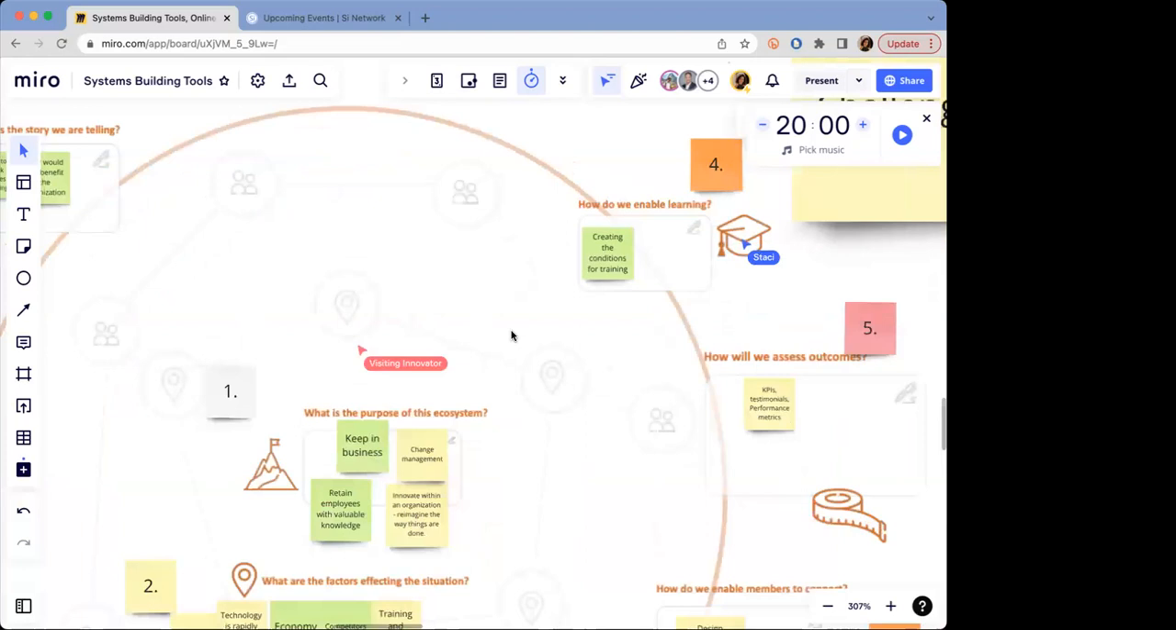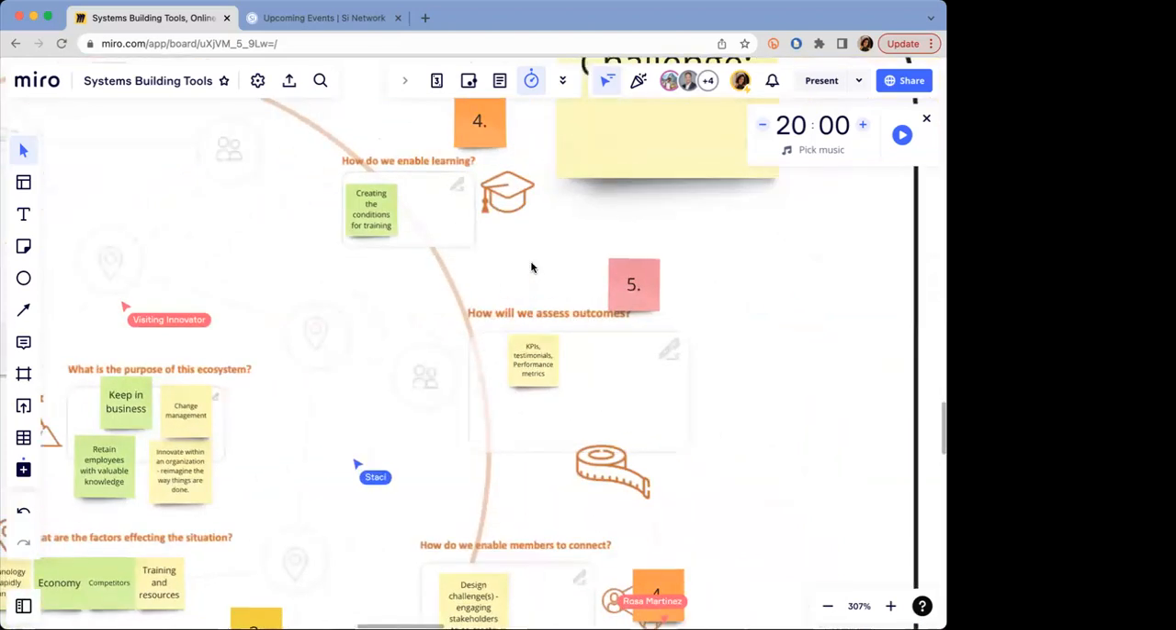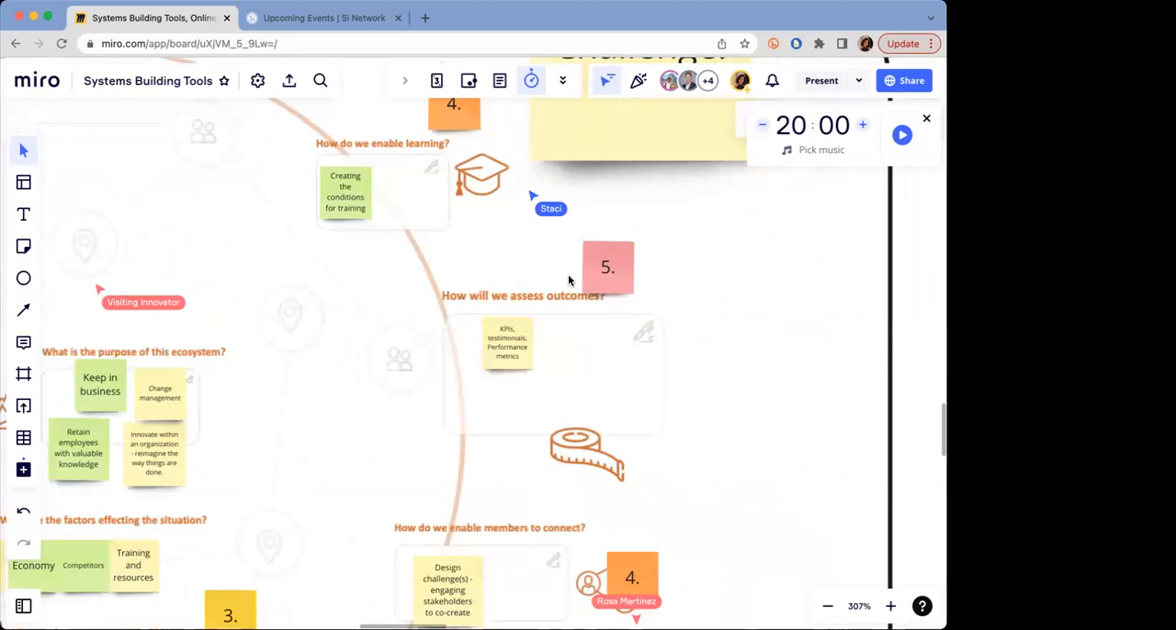And then enabling learning. We need to create the conditions for training, allowing them to step out of the chaos of their day-to-day and moving into just a space where they're free to learn and advance their skills without any kind of penalty.